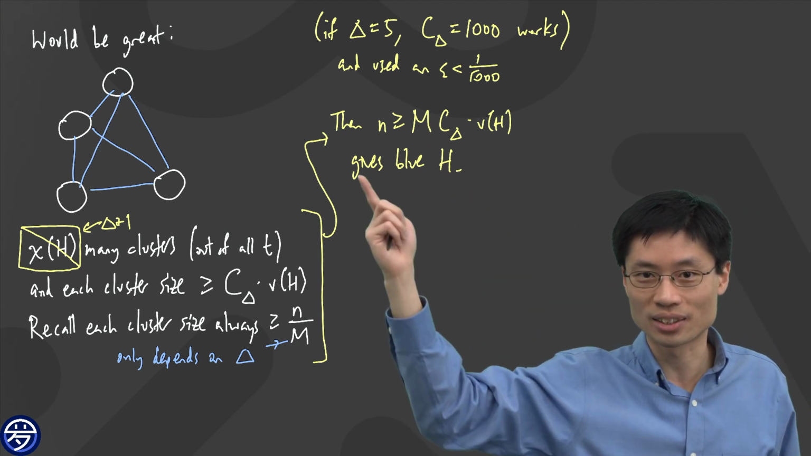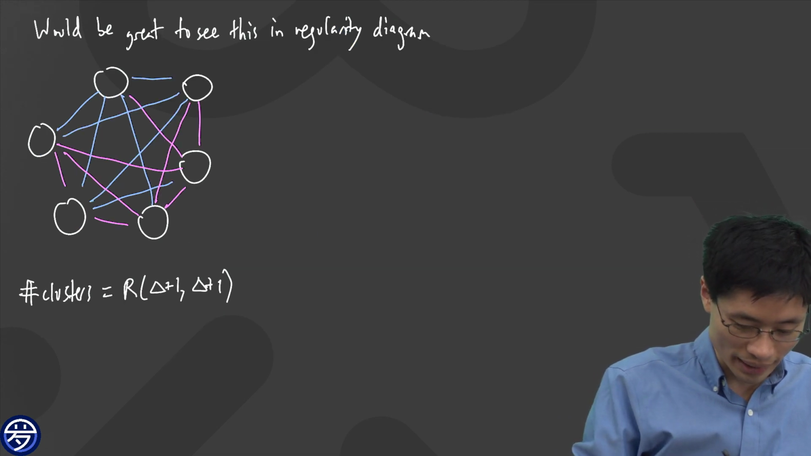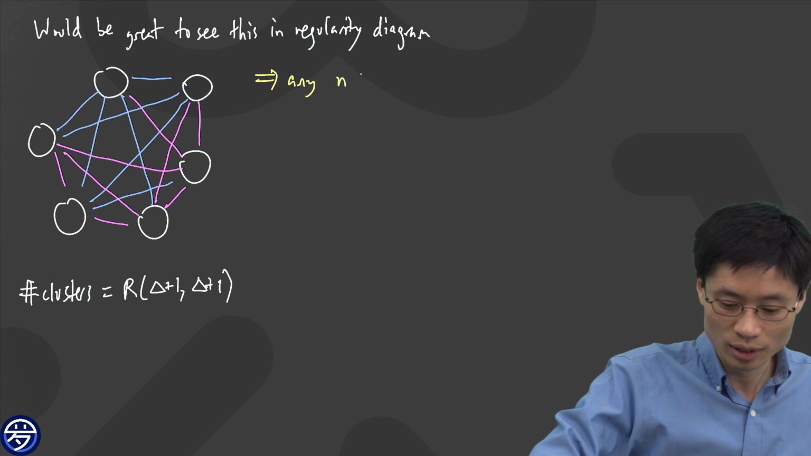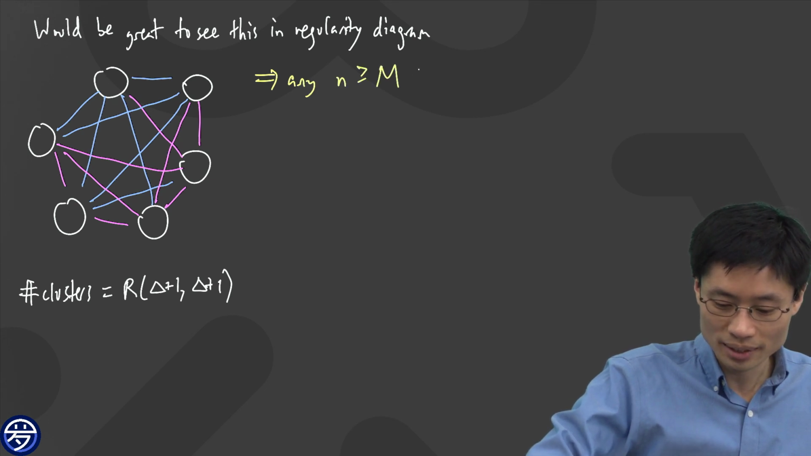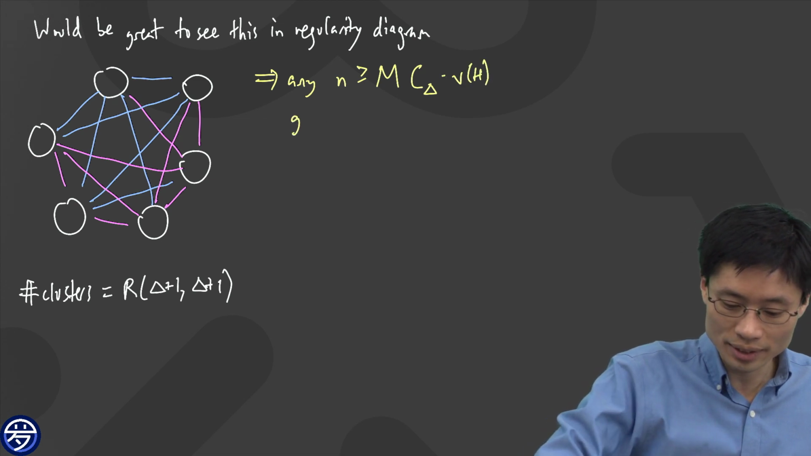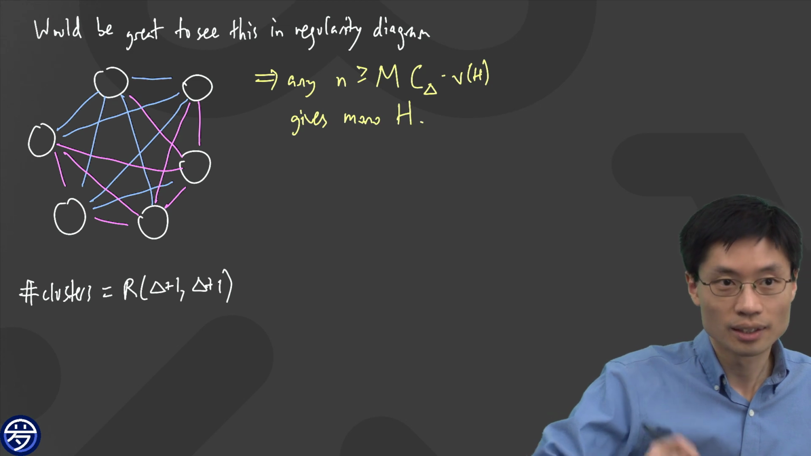So let me write down the conclusion here. That's important. Because then what I get is any n which is bigger or equal to m times my C delta times the vertices of H gives a monochromatic H.